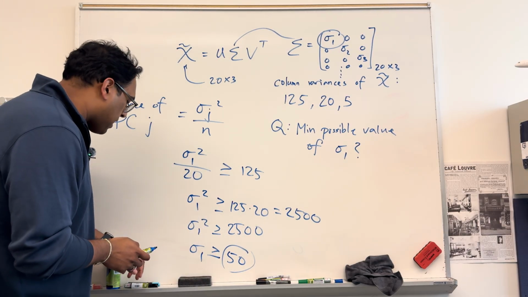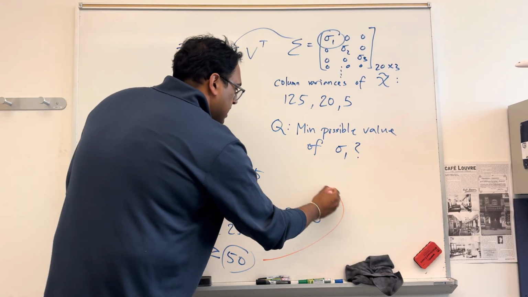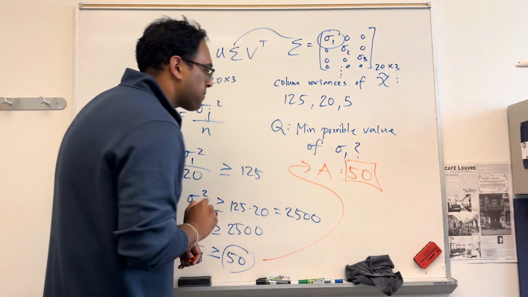So what is the minimum possible value of sigma 1, the first singular value of X? It is 50. Great.